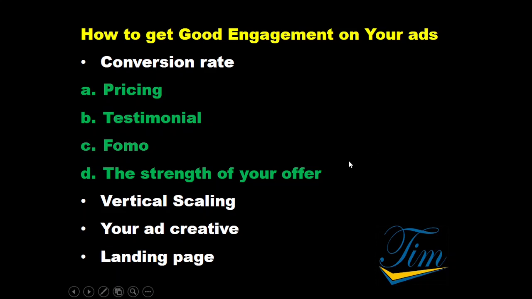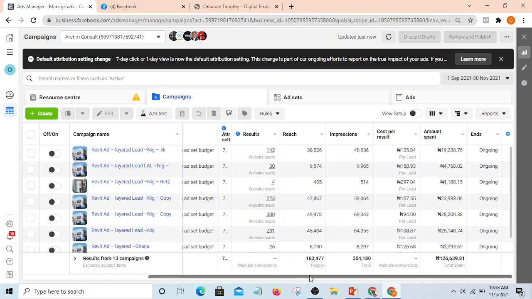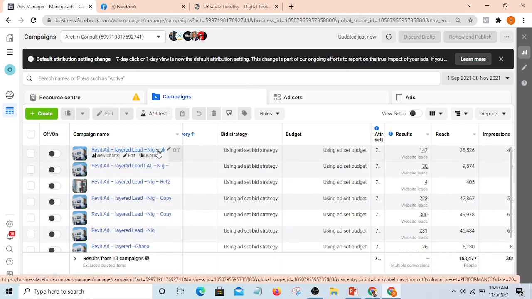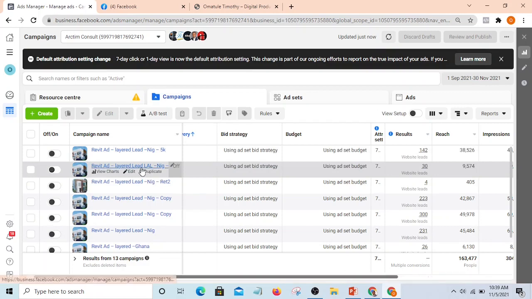For instance, when you are spending 1,000 naira per day, you are not going to reach more people compared to somebody that is spending 20,000 naira in a day. Let's get to my ad set so that I can explain this better. So, what I mean here is, for instance, in this ad set, I am spending 5,000 naira per day. And in this ad set, I am spending 3,000 naira per day.